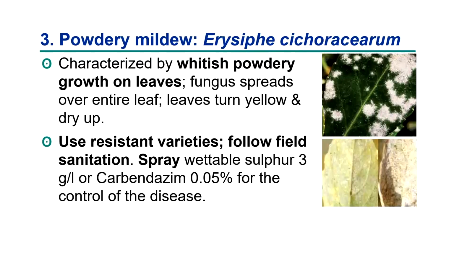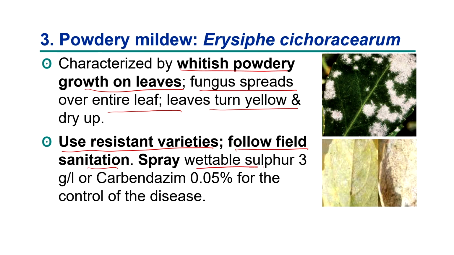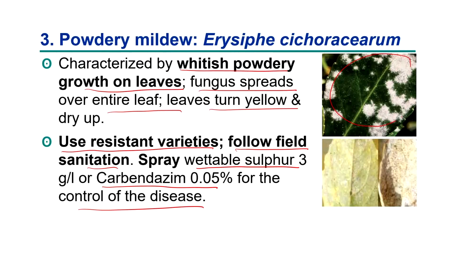Then powdery mildew, it is caused by Erysiphe cichoracearum, characterized by white powdery growth on leaves. The fungus spreads over the entire leaf and leaves turn yellow and dry up. So what can be done to control? Use resistant varieties, follow field sanitation, and spray wettable sulfur 3 gram per liter solution or carbendazim 0.05% for the control of the disease. So some fungicides are available that can control this powdery mildew disease. You can see symptoms on the right side in the picture. There is powdery growth of the fungus, white in color, on the leaf surface.